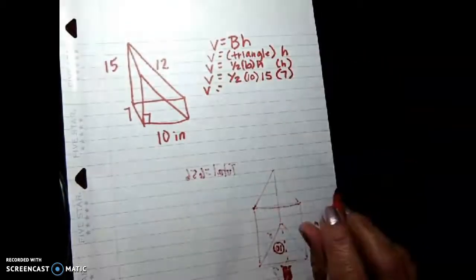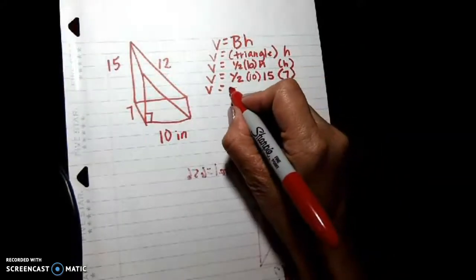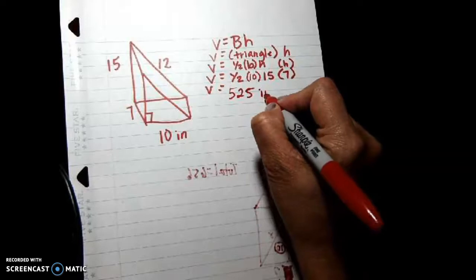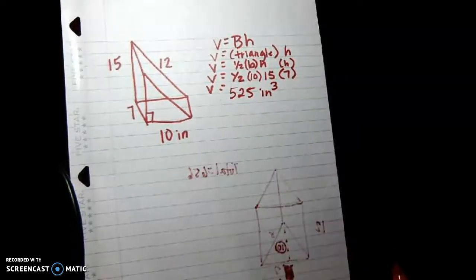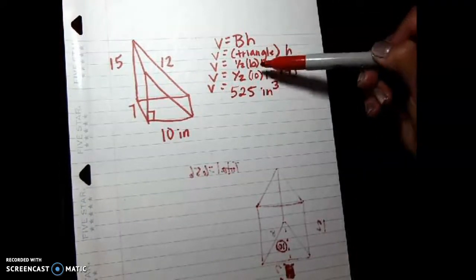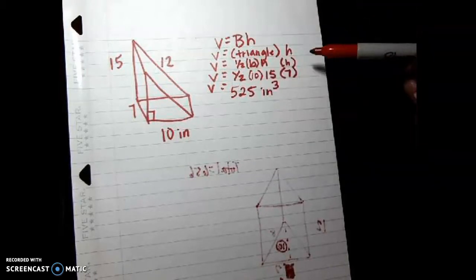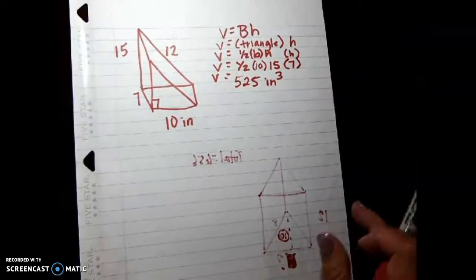All right, then we're going to put that in our calculator. And the answer is 525 inches cubed. And that's how you find the volume of a triangular prism. Okay, we're going to put a triangle there and then use the triangular formula 1/2 base times height times the H. Okay, and we'll fill everything in.